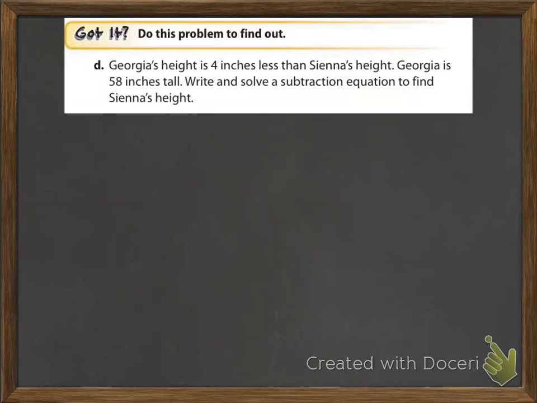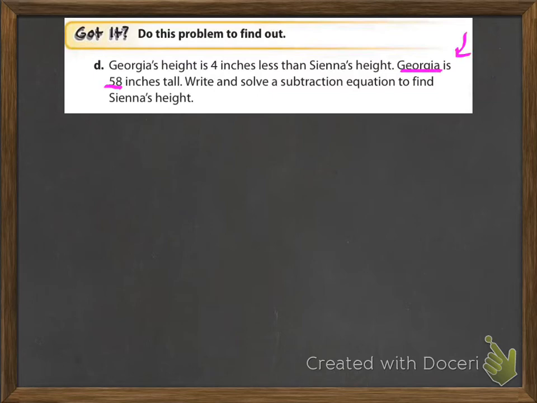All right, hello and welcome back. Hopefully you did well with this got it problem. It says Georgia's height is 4 inches less than Sienna's height. Georgia is 58 inches tall. Write and solve a subtraction equation to find Sienna's height. So we need to find Sienna's height, okay? And we know Georgia's height. So Georgia's height is going to be the best thing that we have to work with right now, because it says Georgia is 58 inches tall.